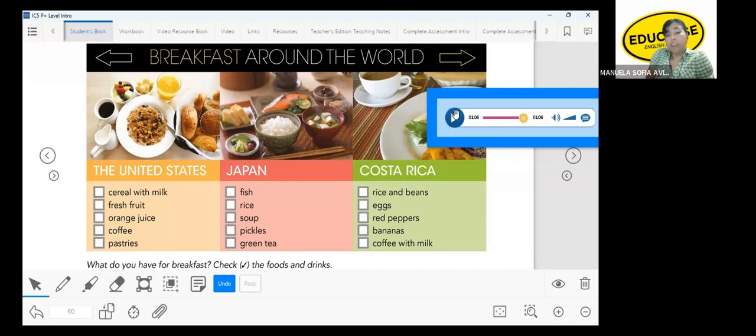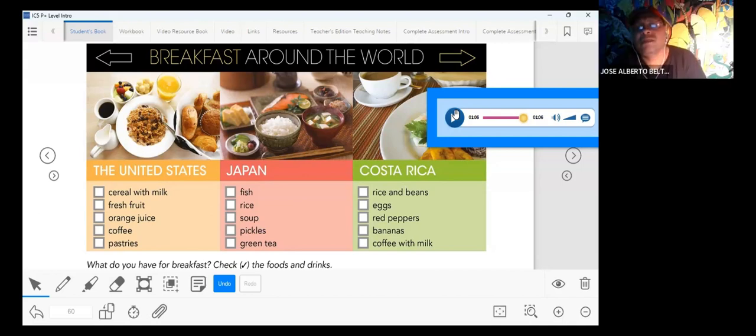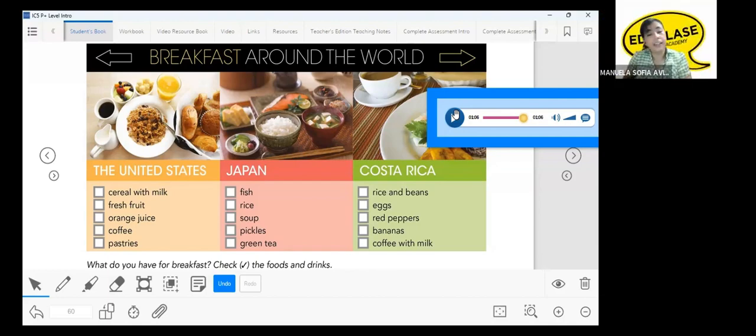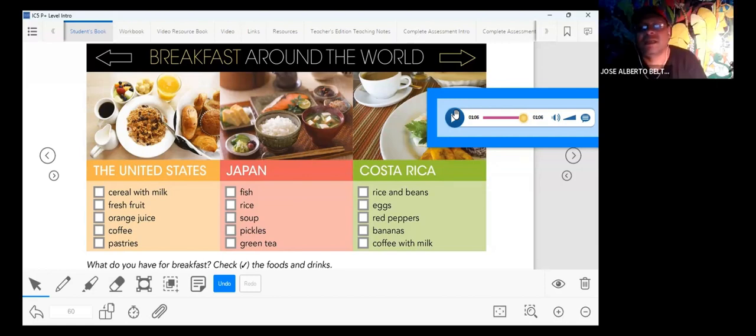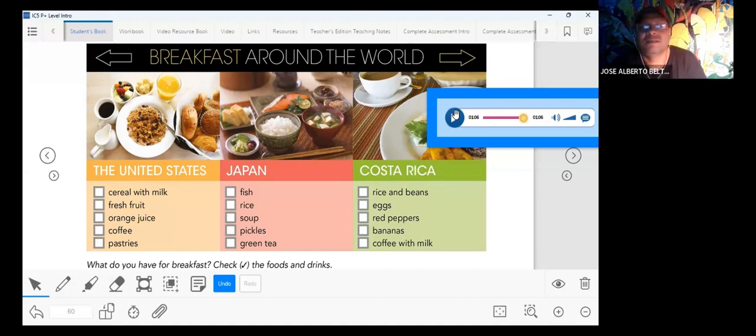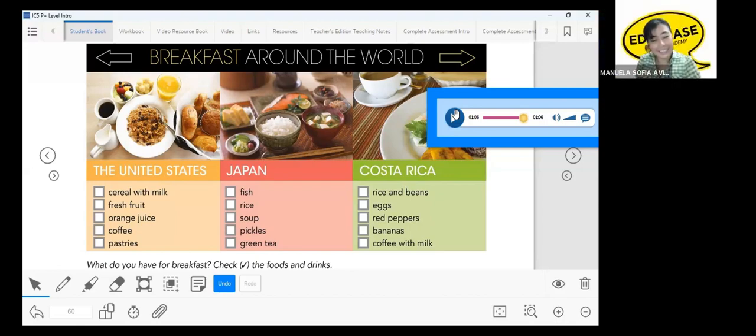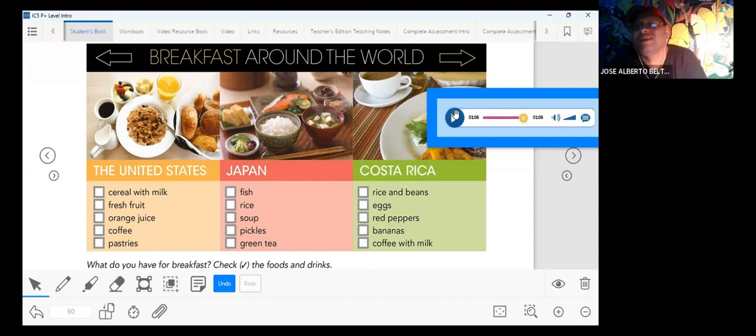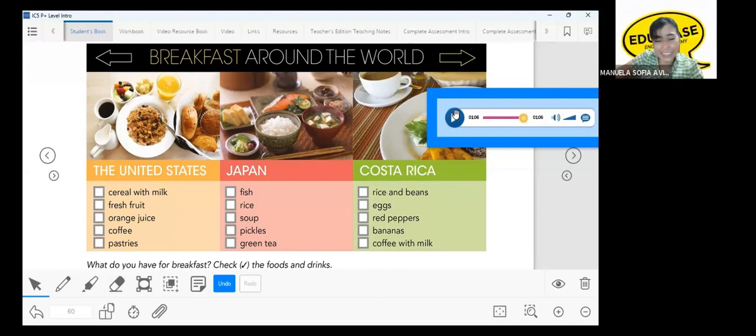Maybe just the Japanese breakfast is very different, right? The Japanese breakfast is different. Is the United States breakfast more what? Siempre me quedo con hambre. Okay, still hungry. Orange juice, fresh fruit, I got your idea. Well, yes, it's true, Mr. Beltran. It's not enough for you, right? It's not enough food. Yes, I got your idea.